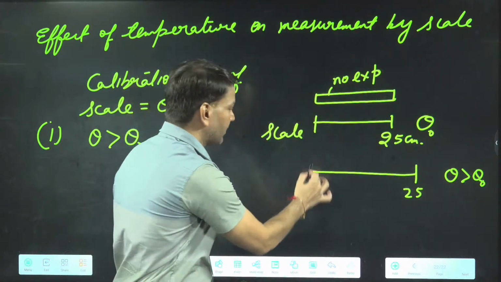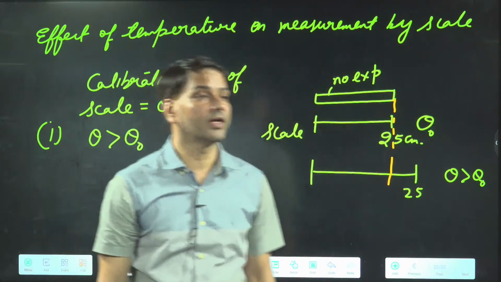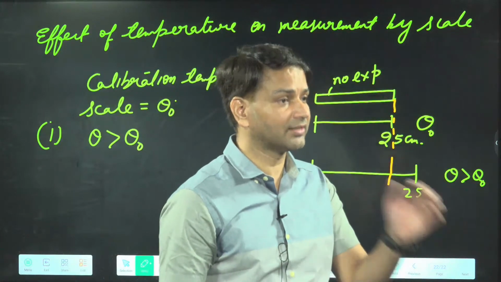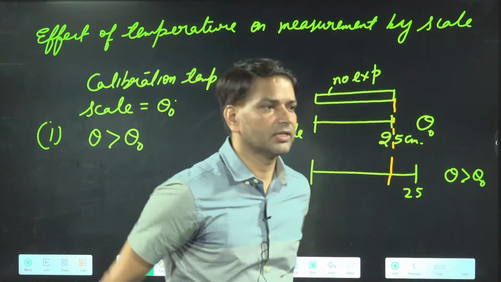Then what will you observe? You will observe the length is shorter than 25. So at that temperature, you will get a reading less than actual. Say yes or no?